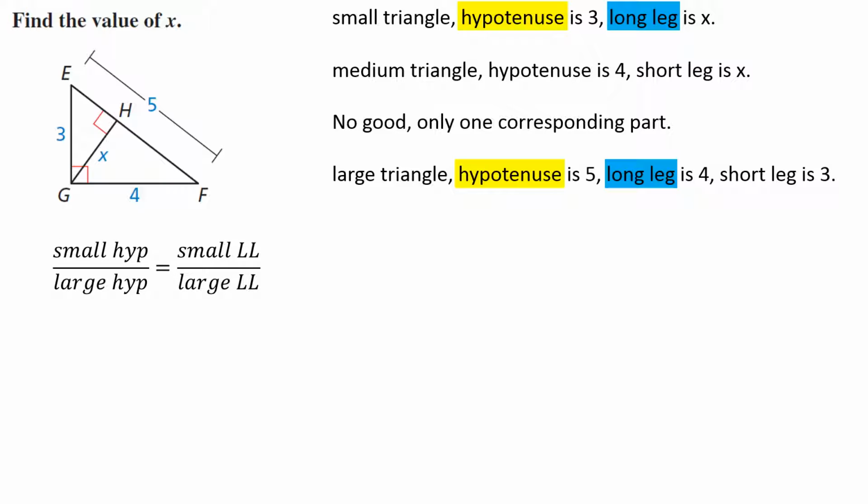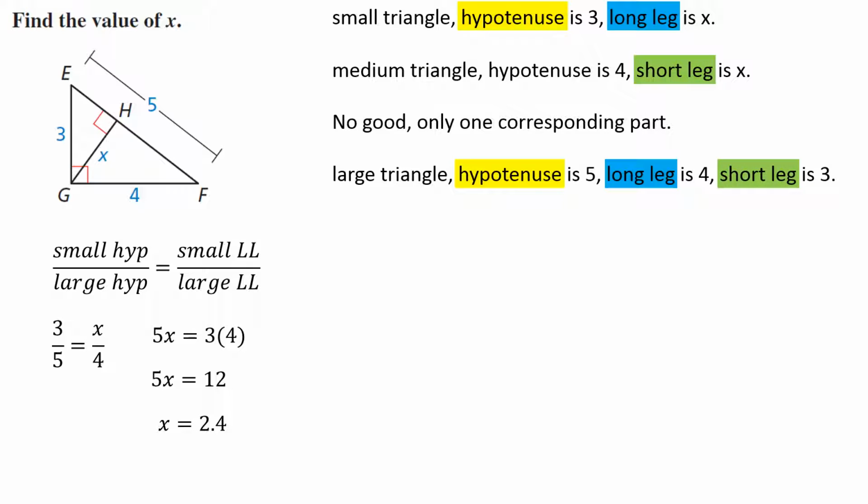So there's my proportion. The small triangle hypotenuse compares to the large triangle hypotenuse the same way the small triangle long leg compares to the large triangle long leg. 3 compares to 5 as X compares to 4. Cross multiply. 3 times 4 is 12. And 12 divided by 5, 2.4.